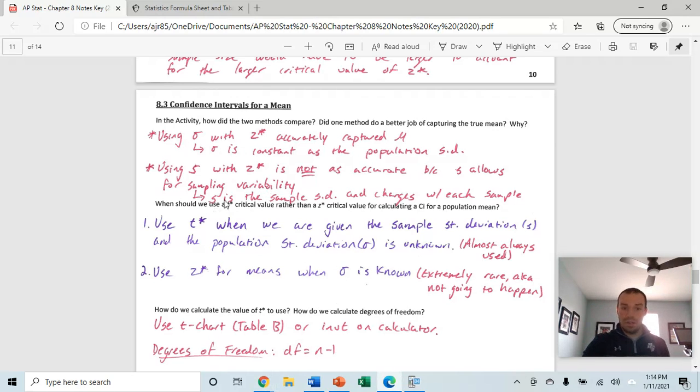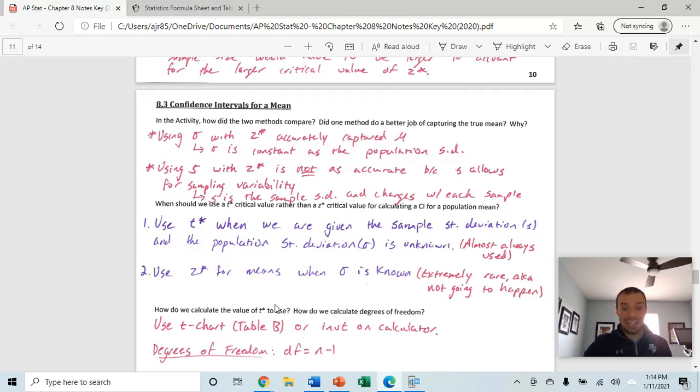So when do we use a t critical value rather than a z critical value for calculating the confidence interval for a mean? We use a t star value when we're given the sample standard deviation, and the population standard deviation sigma is unknown. This is the most commonly used interval for a mean problem. It's very, very rare that you would know the standard deviation for the entire population. If you did, you probably know the mean for the entire population as well, and therefore you wouldn't be creating a confidence interval to estimate it.